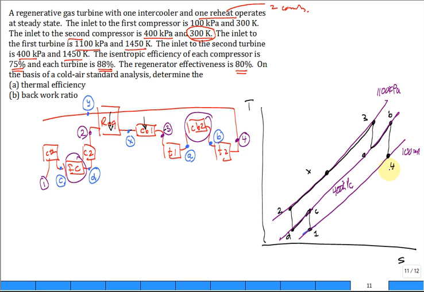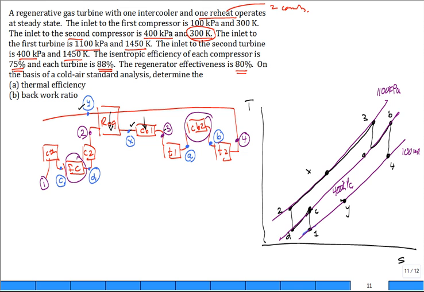Where is state Y? Y is somewhere like this. Can the temperature at Y be less than the temperature at X? Yes, it can, for a counterflow heat exchanger. All right. Now, once you have all those, just walk through the cycle carefully.